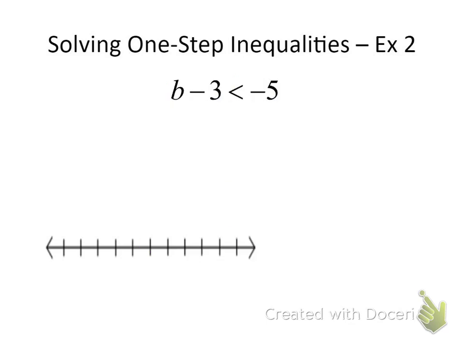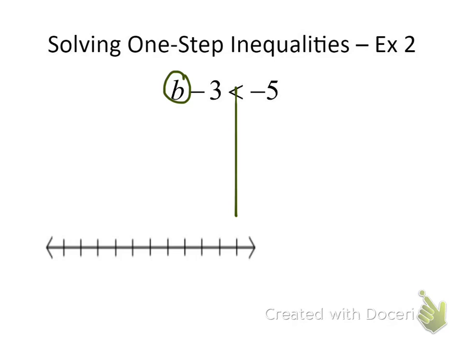Example number 2. Who can read this inequality to me? B minus 3 is less than -5. Very good. Okay. Chance, go ahead and finish this for me. Go ahead and get the variable by itself and solve. Out loud so I can hear you. Solve it first.